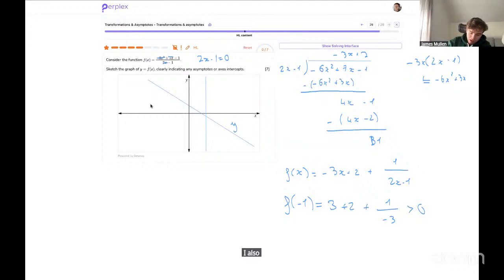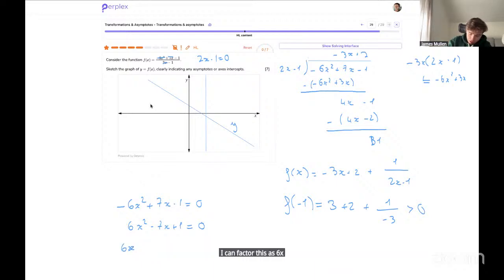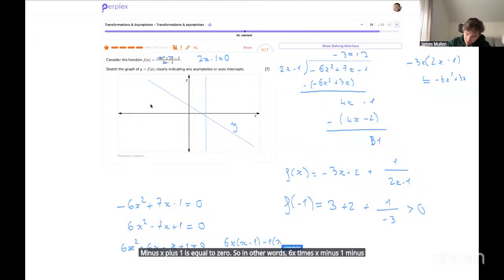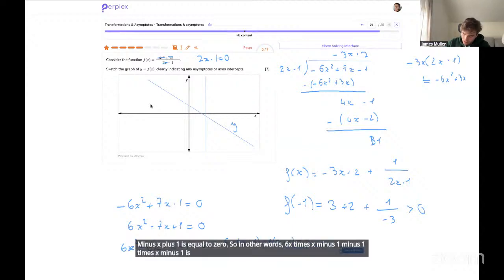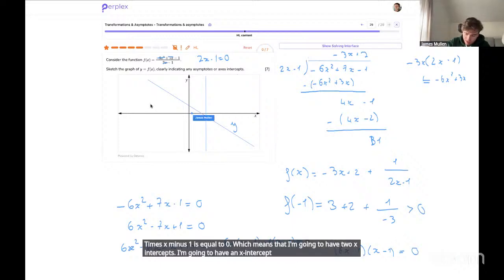I also find the roots of the quadratic. So negative 6x squared plus 7x minus 1 is equal to 0. So 6x squared minus 7x plus 1 is equal to 0. I can factor this as 6x squared minus 6x minus x plus 1 is equal to 0. So in other words, 6x times x minus 1 minus 1 times x minus 1 is equal to 0. So 6x minus 1 times x minus 1 is equal to 0, which means that I'm going to have two x-intercepts. I'm going to have an x-intercept at 1 over 6 and then at 1.